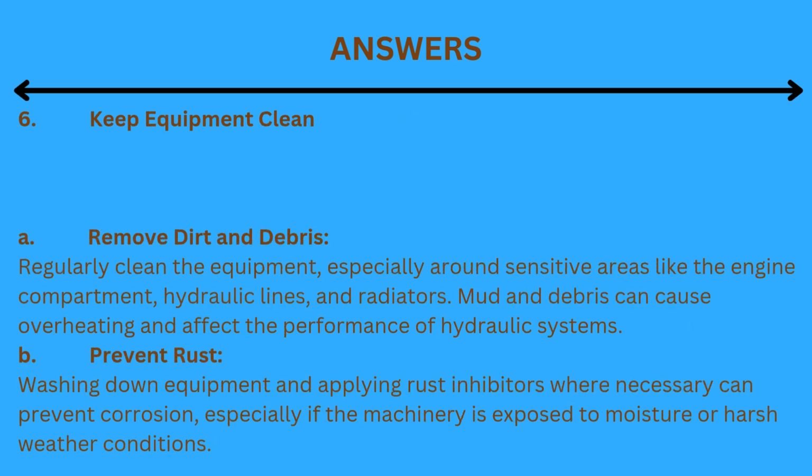6. Keep equipment clean. A. Remove dirt and debris. Regularly clean the equipment, especially around sensitive areas like the engine compartment, hydraulic lines, and radiators. Mud and debris can cause overheating and affect the performance of hydraulic systems. B. Prevent rust. Washing down equipment and applying rust inhibitors where necessary can prevent corrosion, especially if the machinery is exposed to moisture or harsh weather conditions.